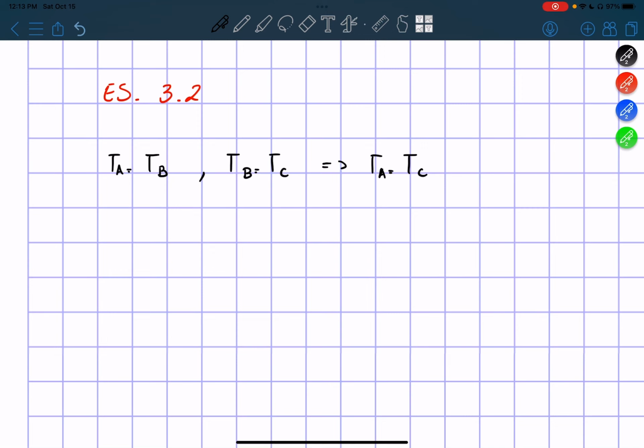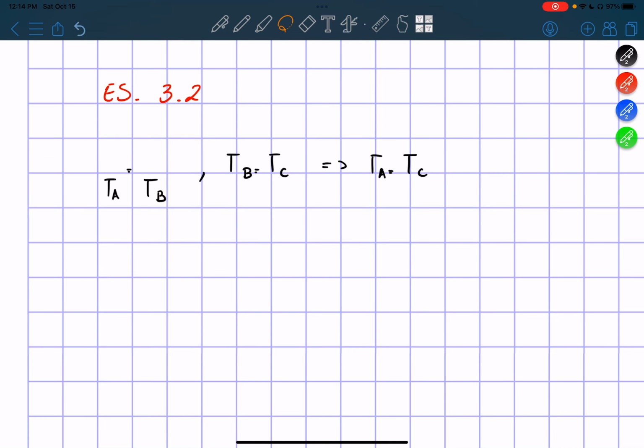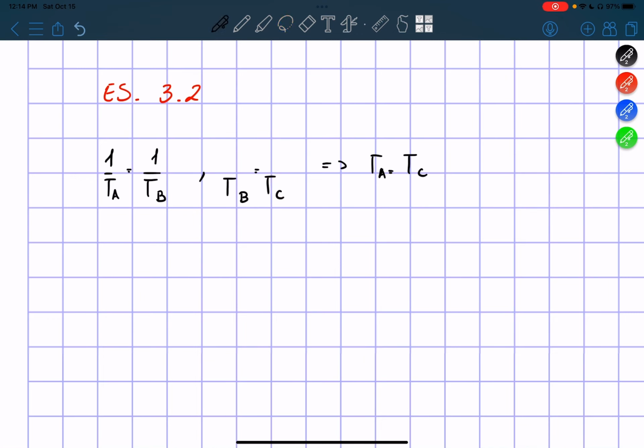We can also check it by actually deriving the rule of the temperature, or we can just say that, actually, sorry, we have to say that 1 over TA is equal to 1 over TB, and if 1 over TB is equal to 1 over TC, then 1 over TA is equal to 1 over TC. And I just actually wrote the solutions about a second ago. We said TA is equal to TB is equal to TC.